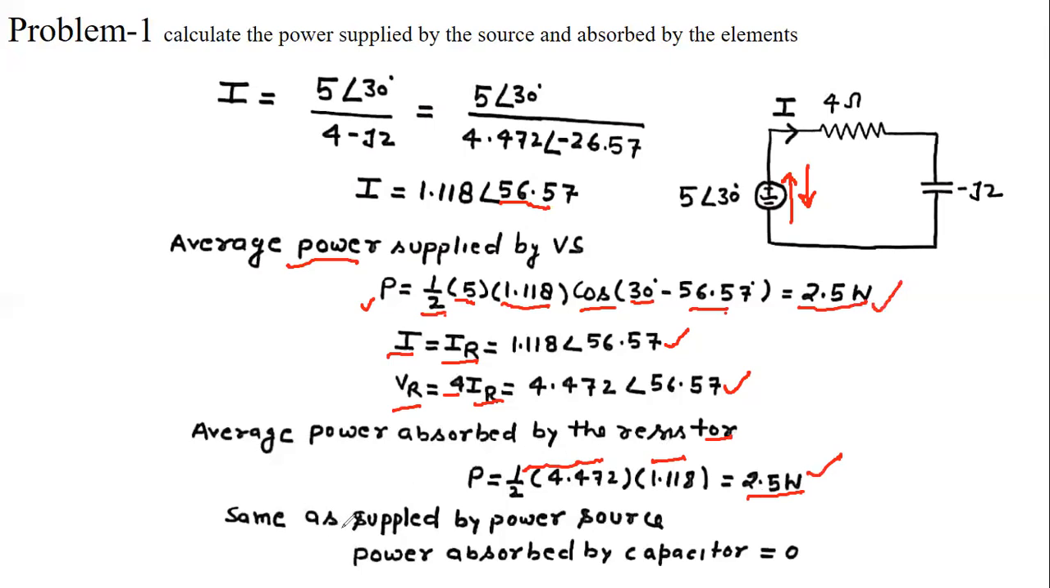battery. Okay, now power absorbed by the capacitor is zero. Why is this zero? Because voltage and current are at 90 degrees. So the average power absorbed by the capacitor is zero. Clear? So that is the first question.